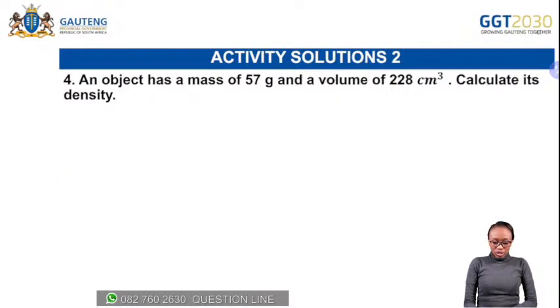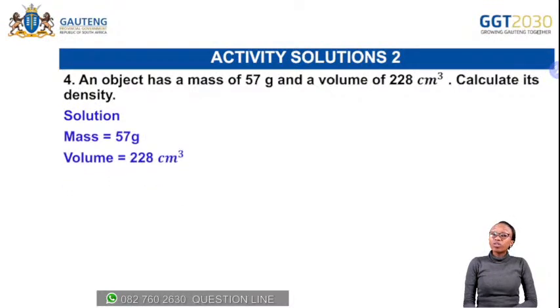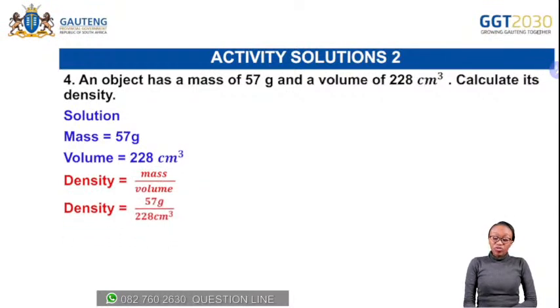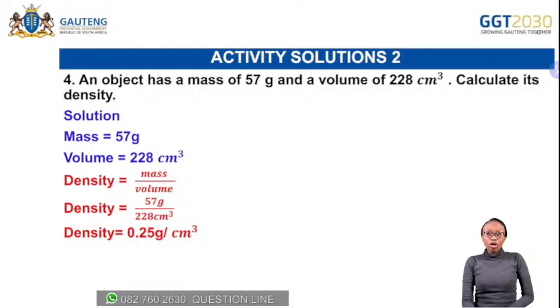And then the fourth question, which is an object has a mass of 57 grams and a volume of 228 cubic centimeters. Calculate its density. So we go back and check what information we've been given. We've been given a mass, 57 grams, and we've been given volume, 228 cubic centimeters. So how do we calculate density? We say mass over volume. Mass is 57 grams divided by 228 cubic centimeters, giving us a density of 0.25 grams per cubic centimeter. Here I'm just showing you that we can be given volume in milliliters, and we can be given volume in cubic centimeters.